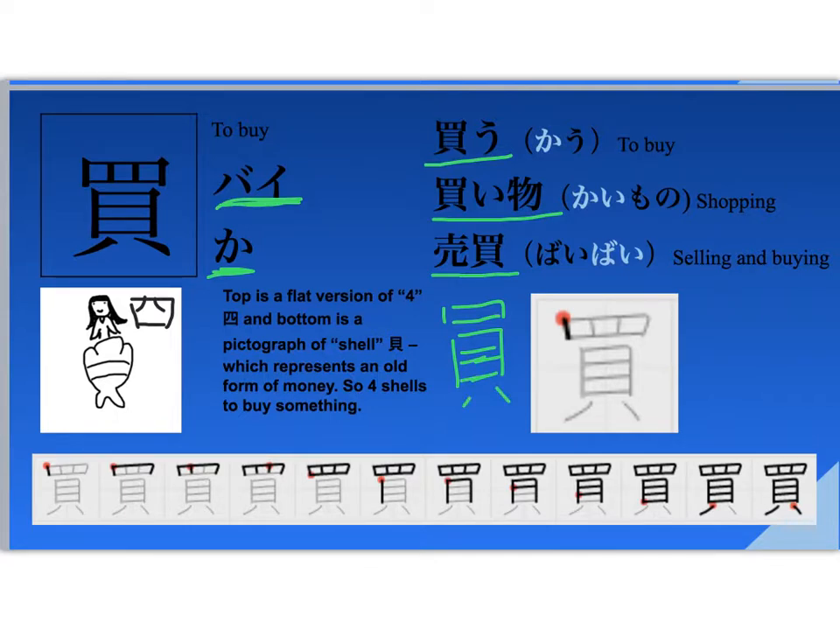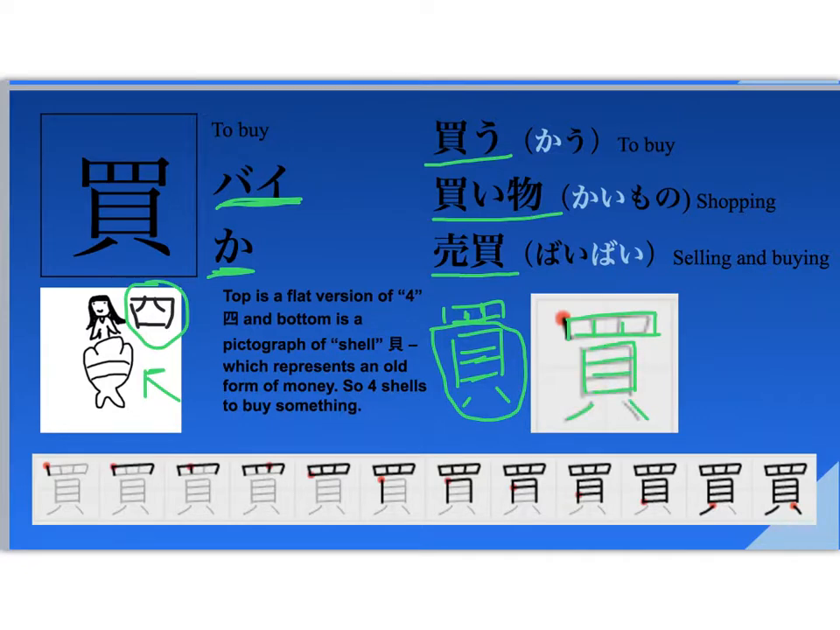And all you have is 2 strokes different, where that top part then represents the number 4. And the bottom part actually is a pictograph of a shell, which was ancient money, or served as ancient money. So you have 4 shells with which to buy things. And so the stroke order is quite easy. It goes 1, 2, 3, 4, 5, 6, 7, 8, 9, 10, 11, 12.